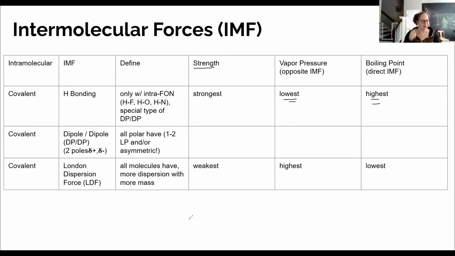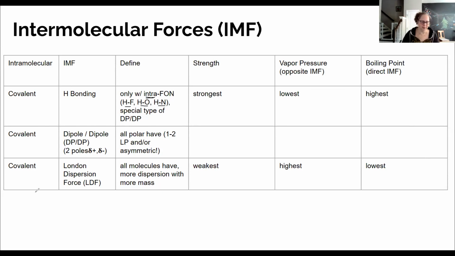Number one thing people mess up here is that hydrogen bonding is only if you see inside bonds of HF, HO, and HN. That's the only time you see it. So you can have hydrogen and fluorine in a molecule and not have hydrogen bonding.